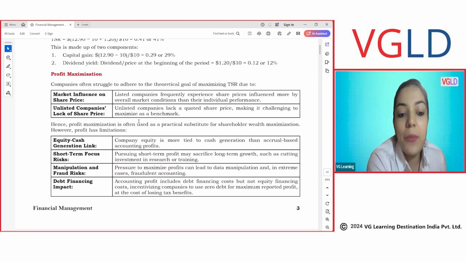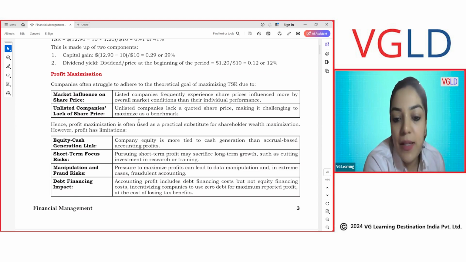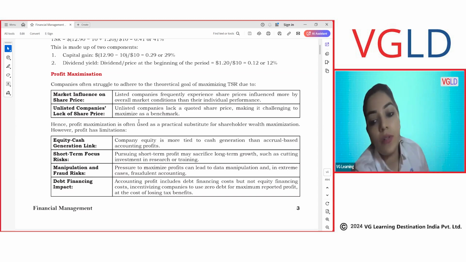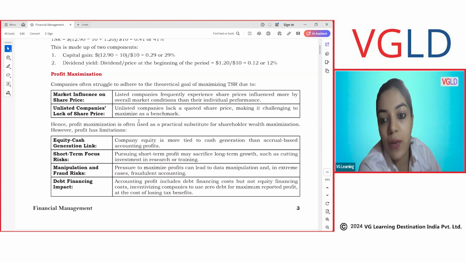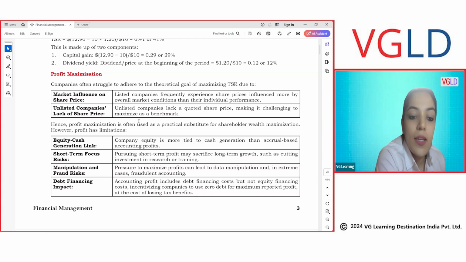Then, third is manipulation and fraud risks. Pressure to maximize profits can lead to data manipulation and, in extreme cases, fraudulent accounting also. See, accounting profits are subject to a lot of judgments in a lot of areas, and therefore it may be subject to manipulation, and therefore there is a risk of using profits for valuing a company.